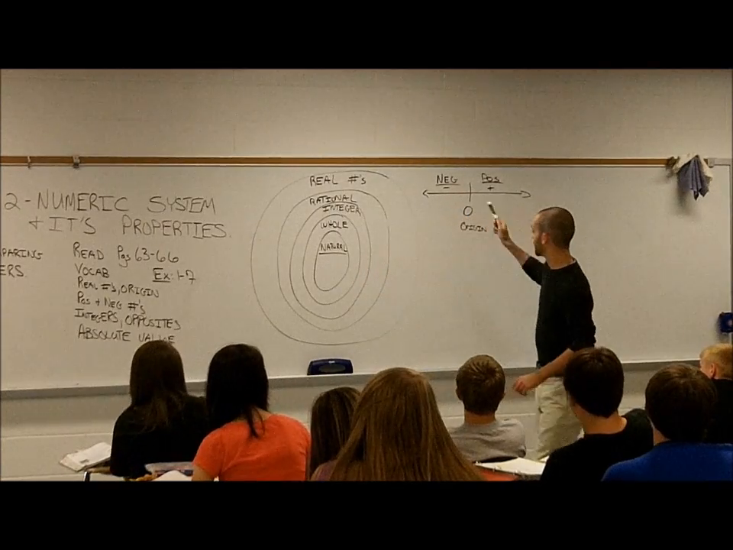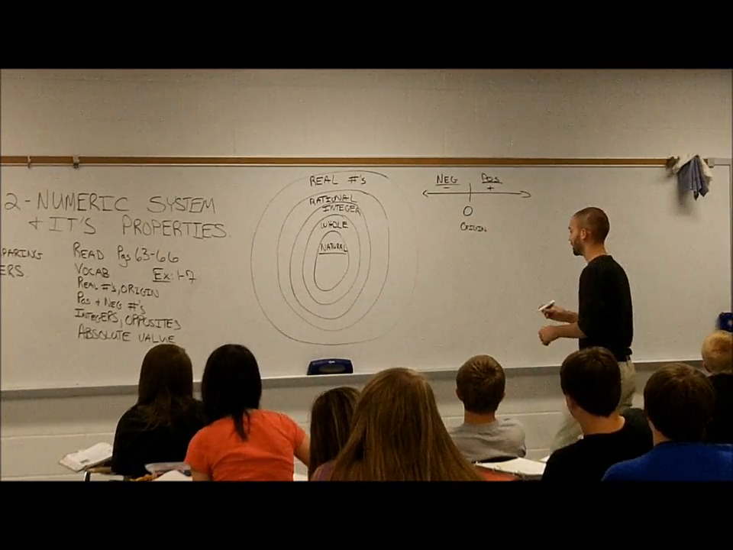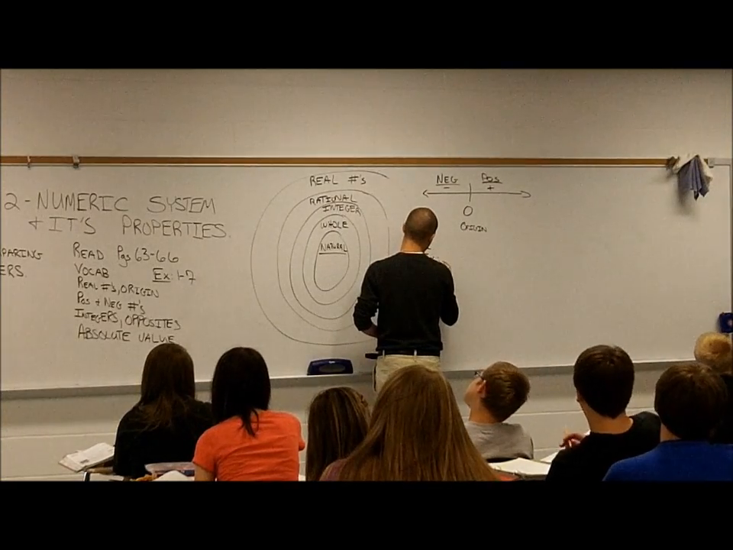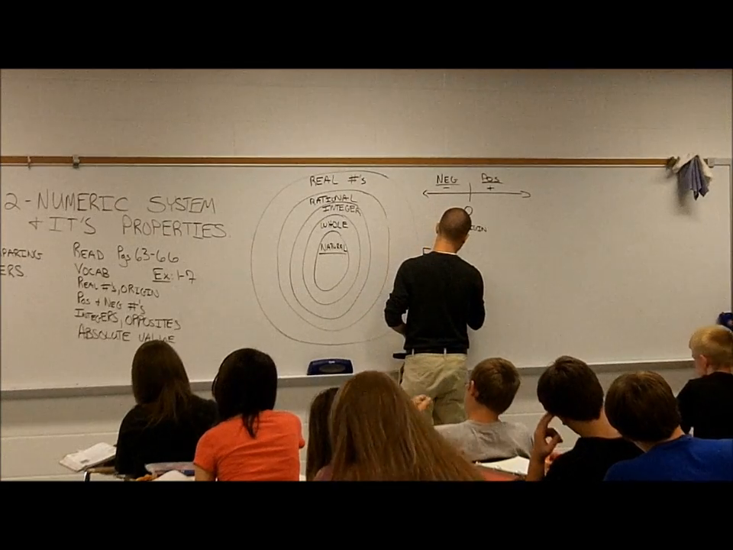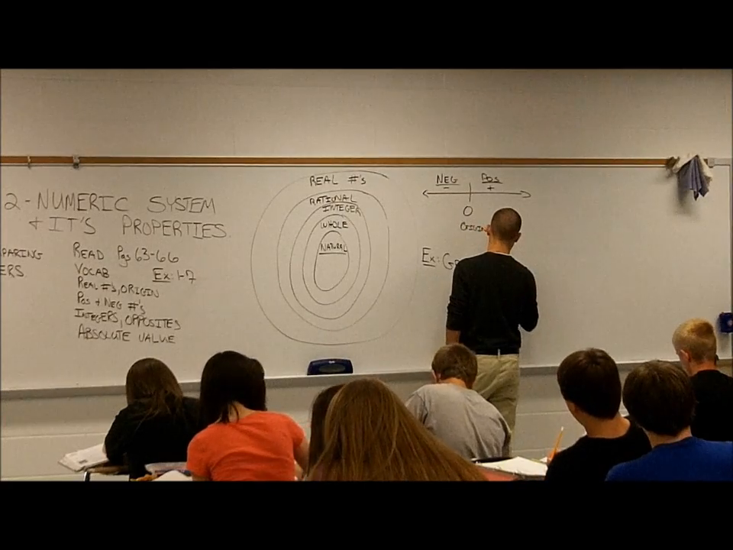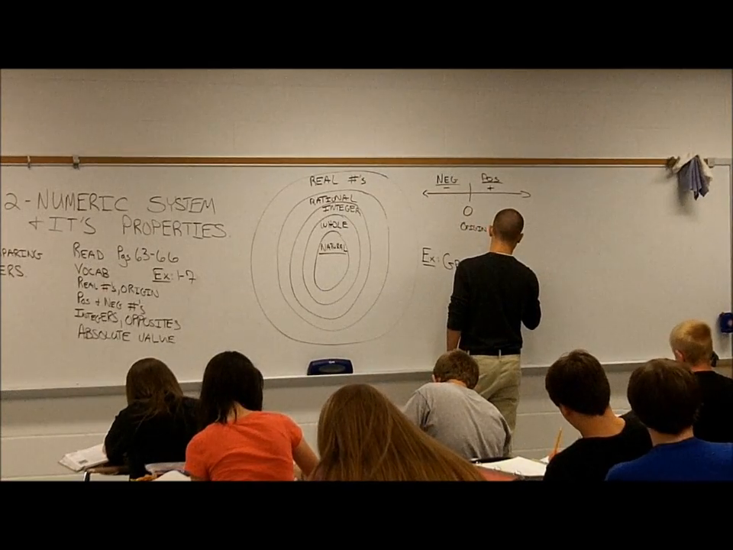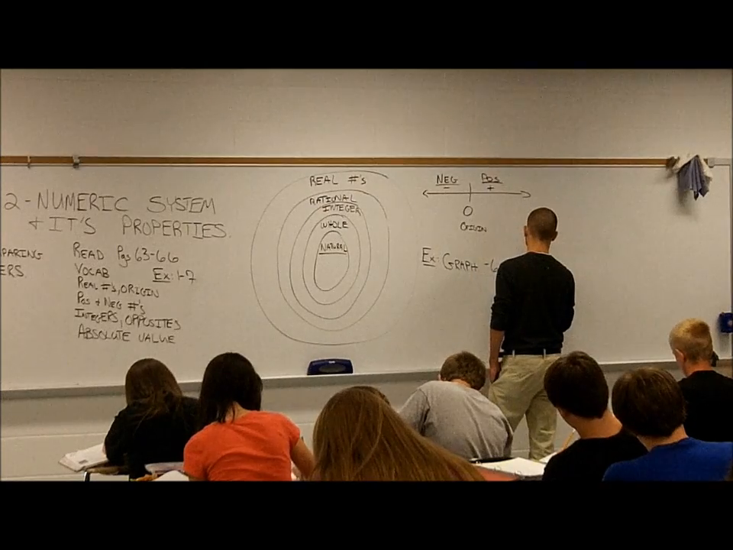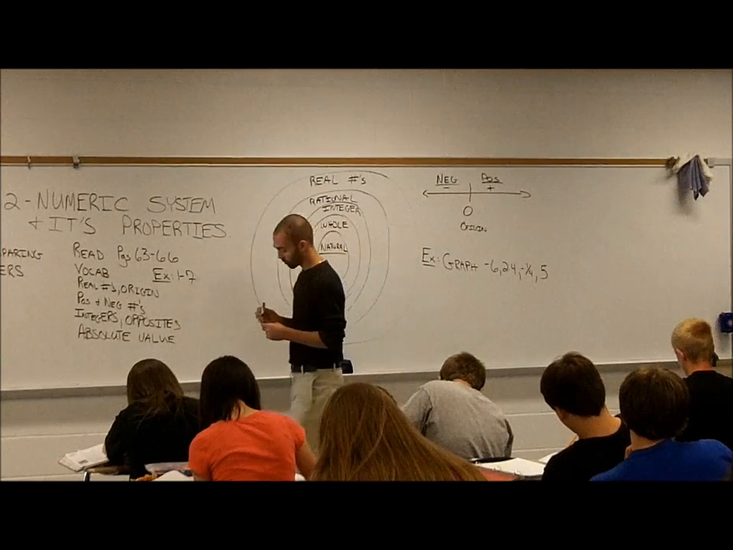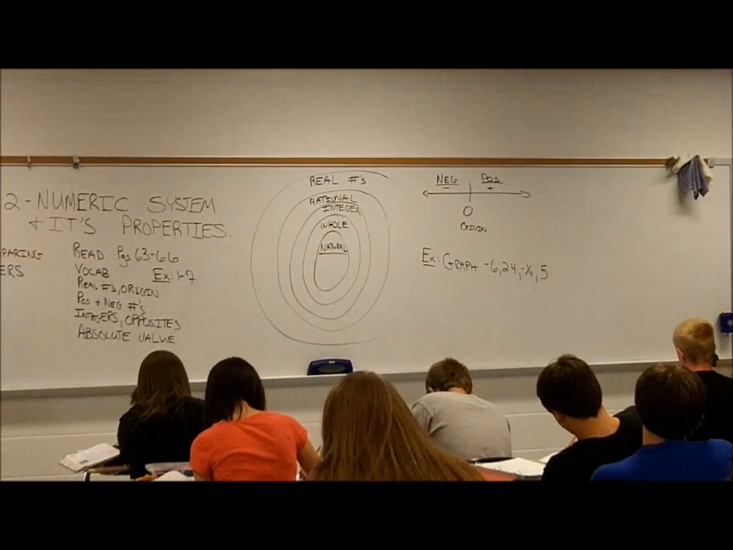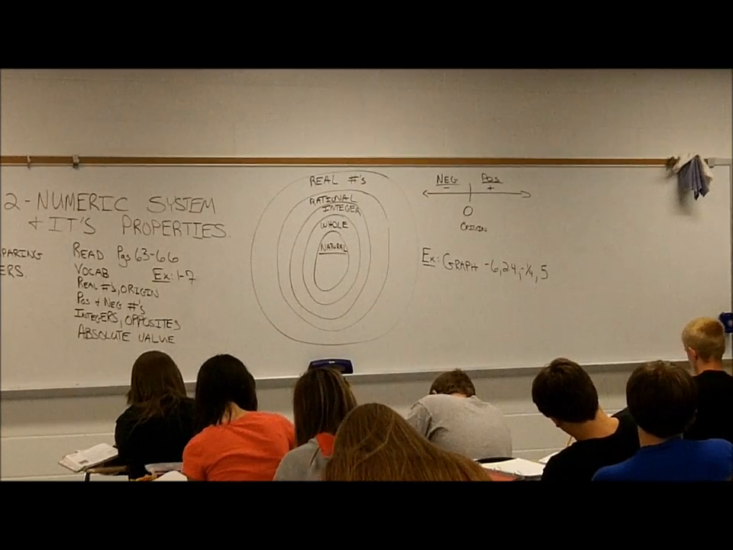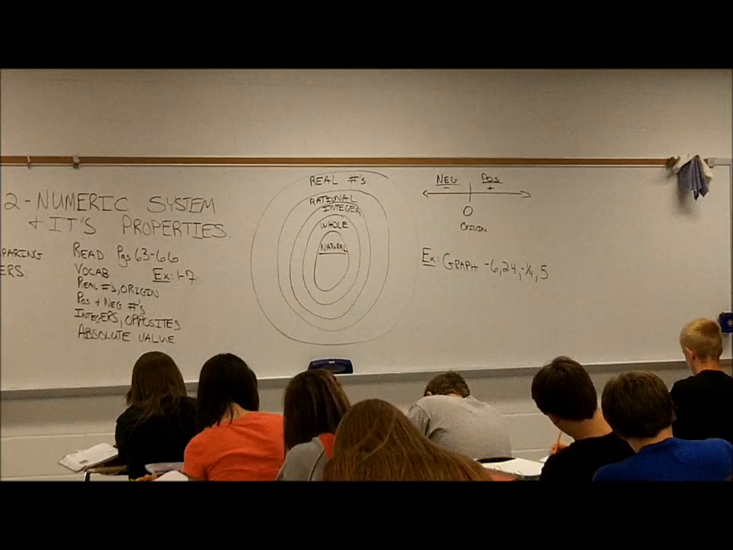Anyways, this is a one-dimensional graph. Alright? So, let's do our first example. I want you to graph the numbers -6, 2.4, 1, negative 1/4, and 5.